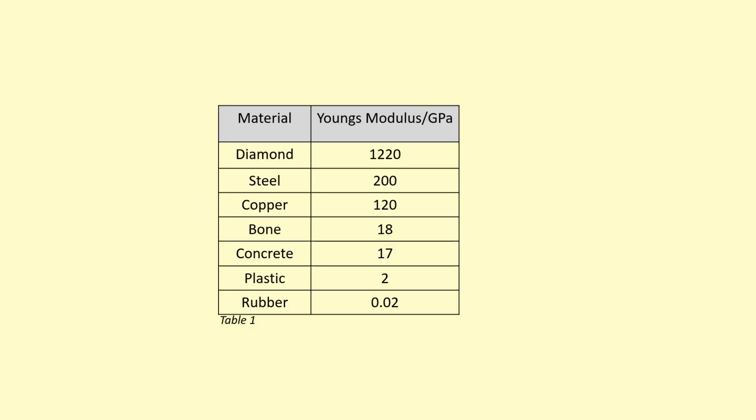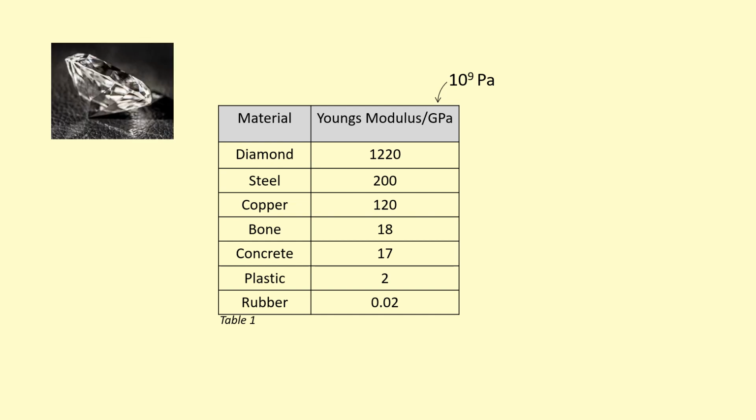Here's a table with the Young's modulus of various materials. Notice how the units for Young's modulus are in gigapascals, so that's 10 to the 9 pascals. This is typical because a large amount of stress would be required to stretch these objects. Diamond has one of the highest, so you need a lot of pressure in order to change its length.